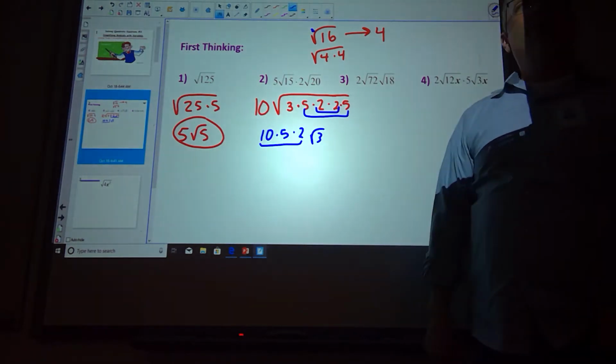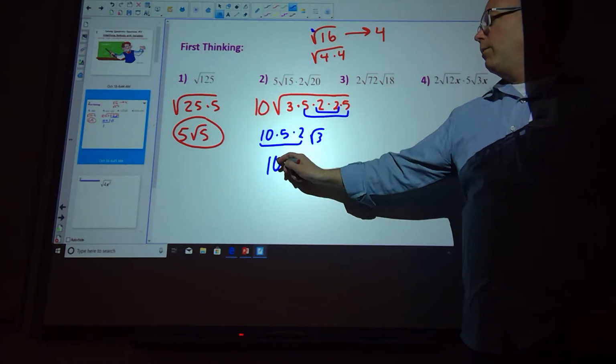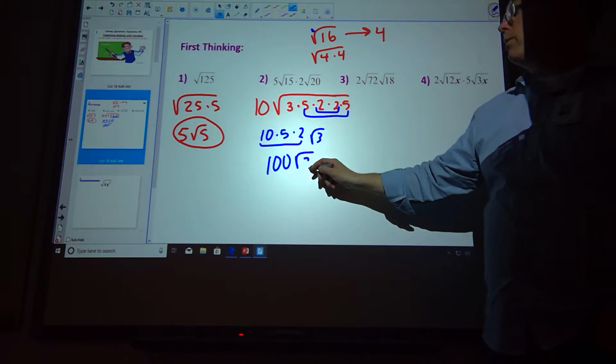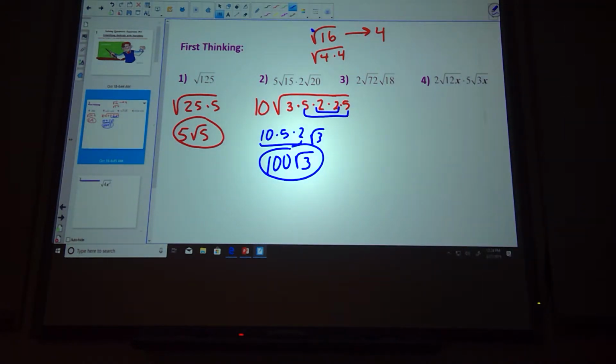So 10 times 5 is 50. 50 times 2 is 100. But I don't have to take the square root of it because it's already outside. So I get 100 square root 3. Okay, so it's a little different way of kind of bending into it, but I think some of you will start seeing it.